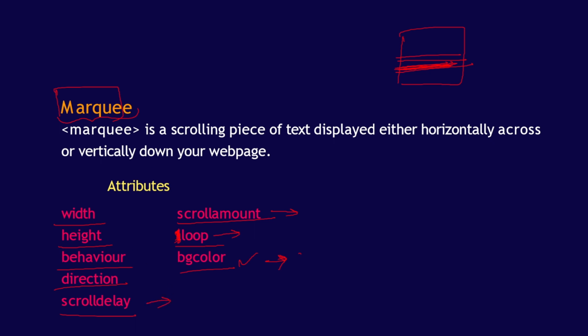Scroll delay is the scrolling has to start after a certain time. So that will be your scroll delay. Direction is left side to right side or right side to left side, top to bottom or bottom to top. And then the behavior, there are three behaviors. One is slide, scroll or alternate. And then you have the height and width, that how much it should be, what should be the height and the width for your marquee. So let us see these things in Visual Studio Code.